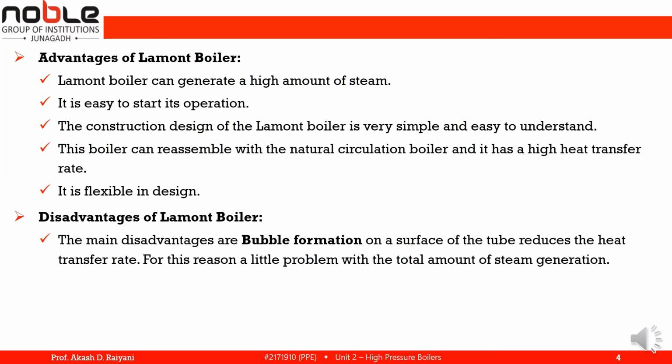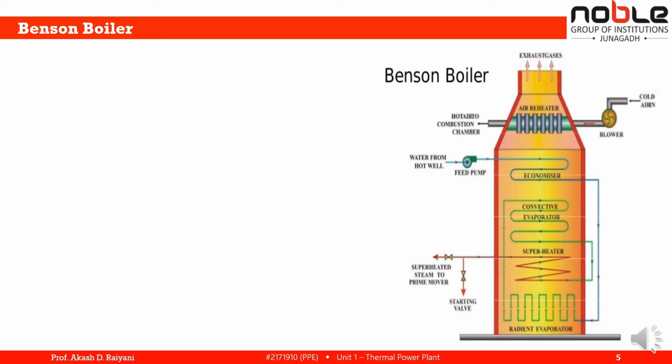Some of the disadvantages of the La-mount boiler, the main one being bubble formation on the surface of the tube, which reduces the heat transfer rate, and for this reason there is a little problem with the total amount of steam generation. Next one is the Benson boiler.